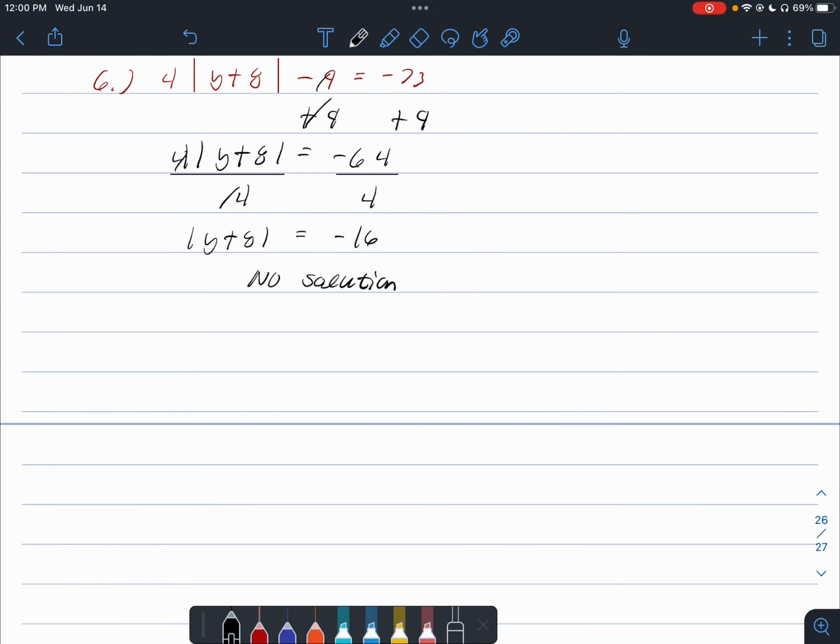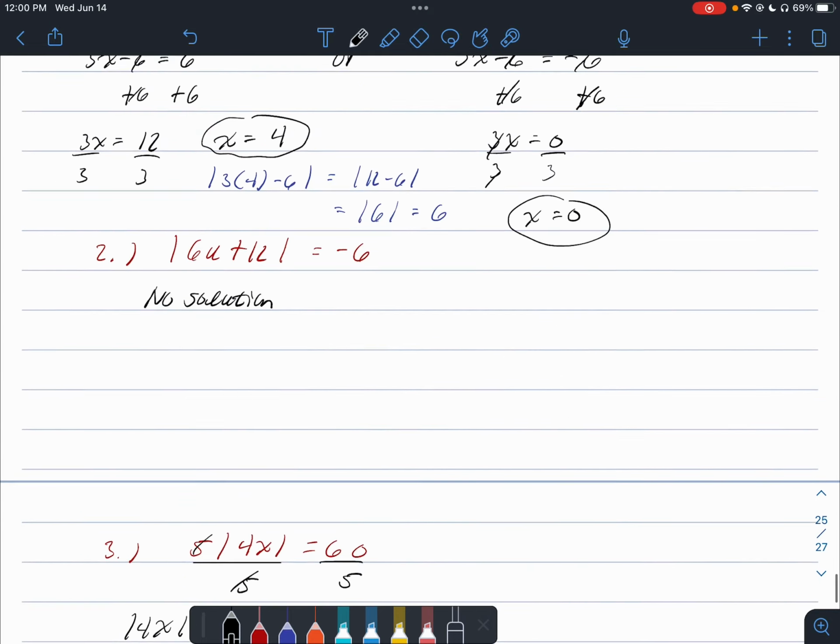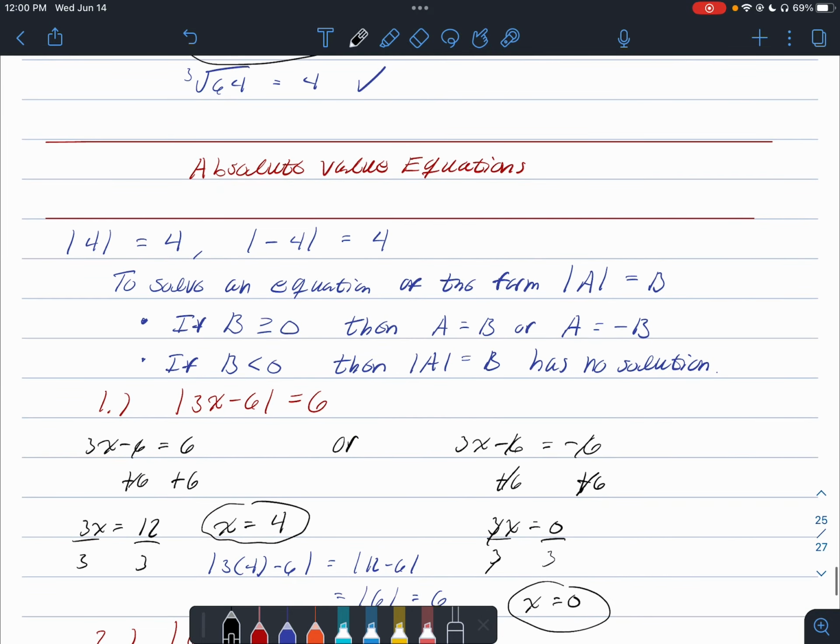If there's anything you take away from this, it's the initial couple of rules that we laid out. If you have an absolute value equation of the form, the absolute value of a is equal to b, and b is greater than or equal to 0, then a is equal to b, or a is equal to negative b. You have to check for both of those. If b is less than 0, then you're going to have no solution.